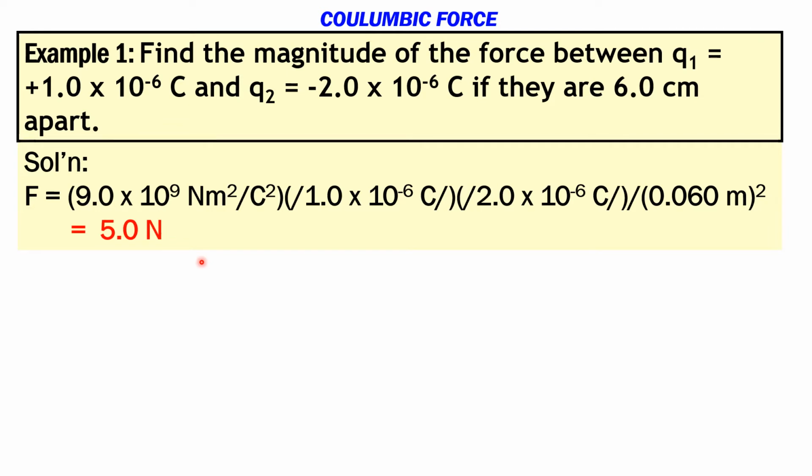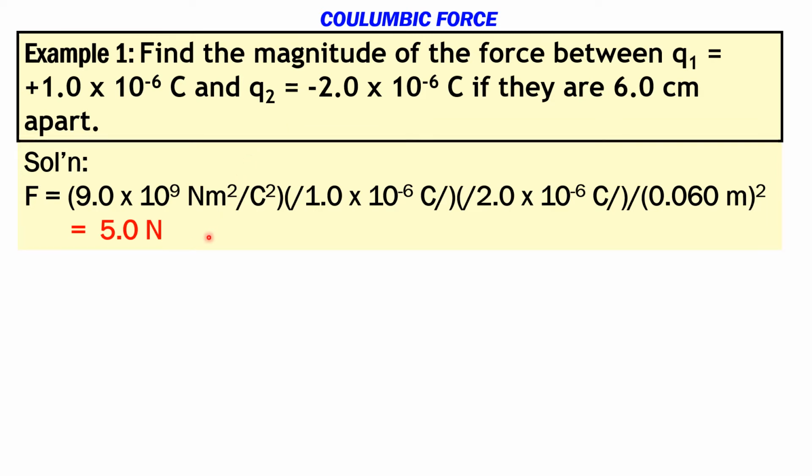But supposing you are also asked to describe what force each charge exerts on the other? We say that a 5.0 newton force is exerted on Q1 by Q2 such that it makes Q1 be attracted towards Q2, inasmuch as the two charges are of opposite signs.